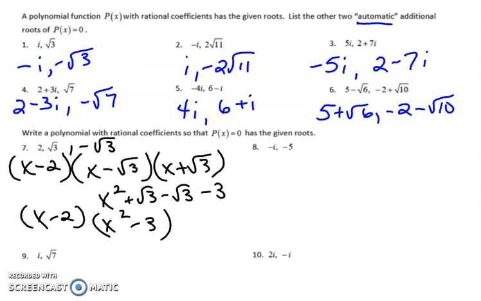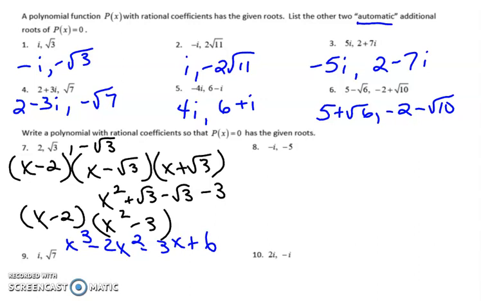Okay, so if we continue and we FOIL this x minus 2, this is going to give me x cubed minus 2x squared minus 3x plus 6 as the actual polynomial.